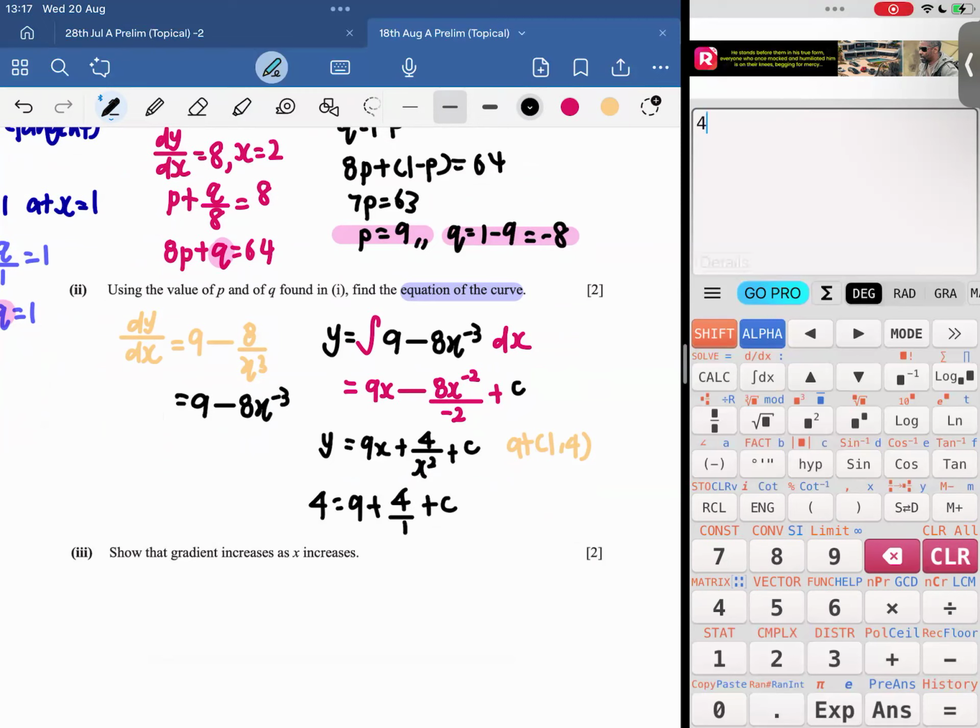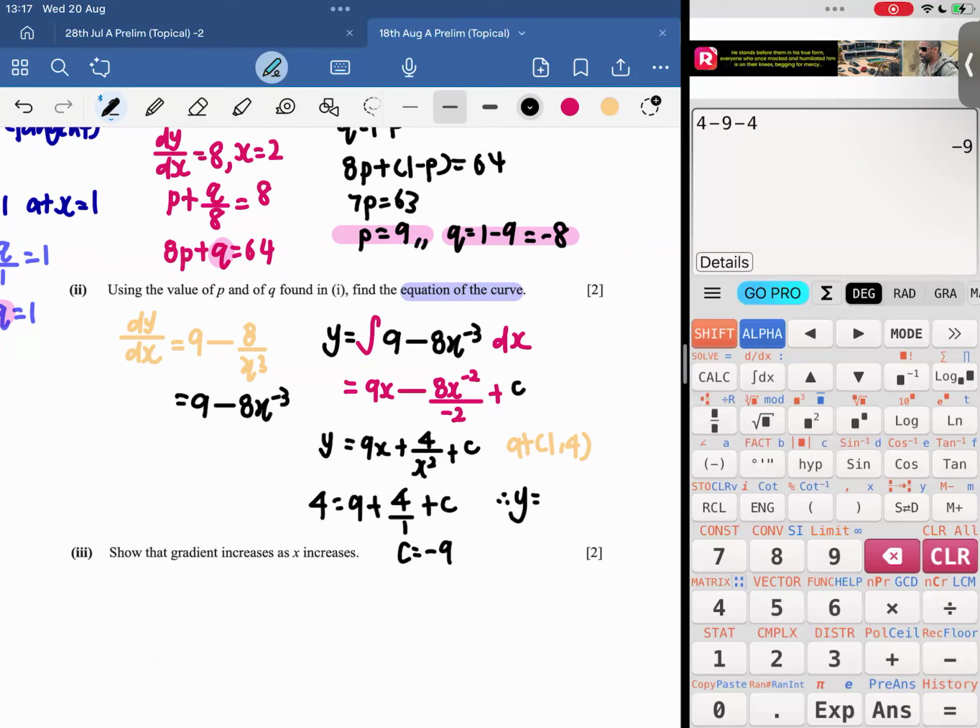Okay, so what I'm going to do is 4 minus 9 minus 4. Ta-da! So my c equals -9. Some of y'all did a calculation error, I can tell, because eventually y'all got like 1. Instead of minus, I think y'all plus. So that's why y'all got 1. So just be careful.